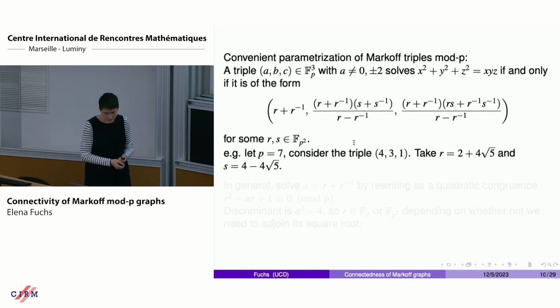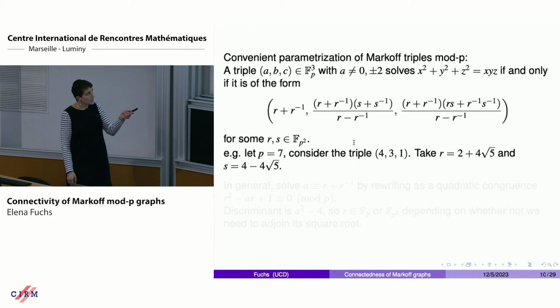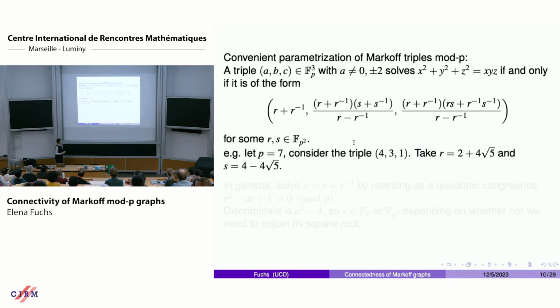How does this work? Well, for example, take p equals 7 and consider this triple here, which is a triple mod 7: 4, 3, 1. You can take R to be 2 plus 4 root 5, where you'll take root 5 to be some square root of 5 in FP squared, so FP adjoins square root 5, and S to be 4 minus 4 root 5. And you will get that this is 4, 3, 1.